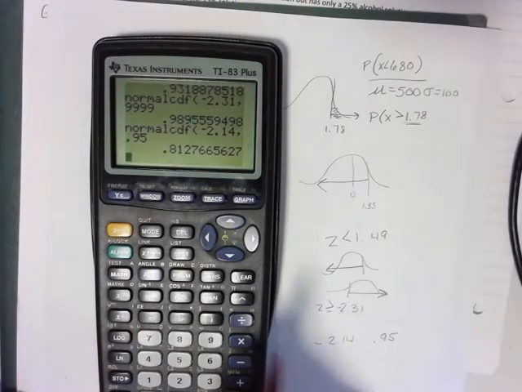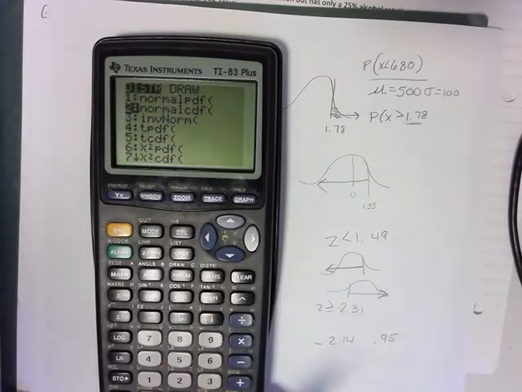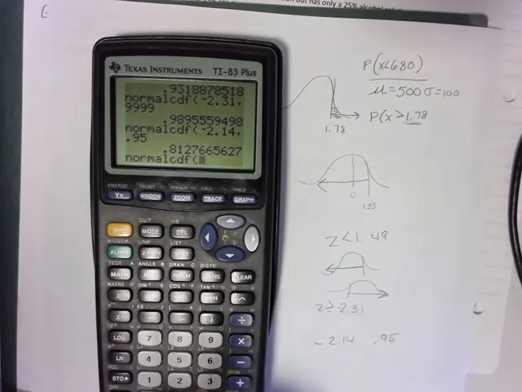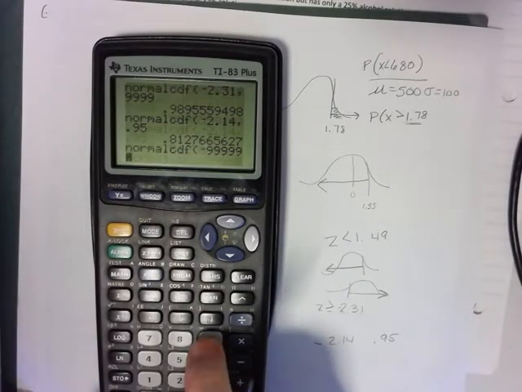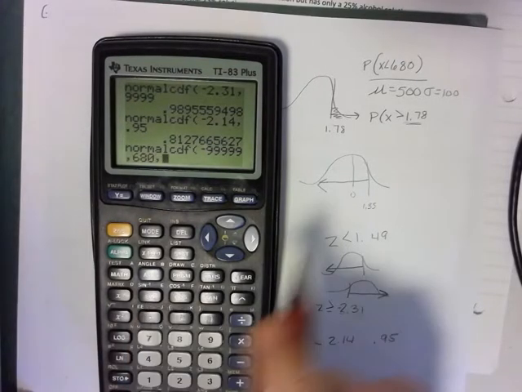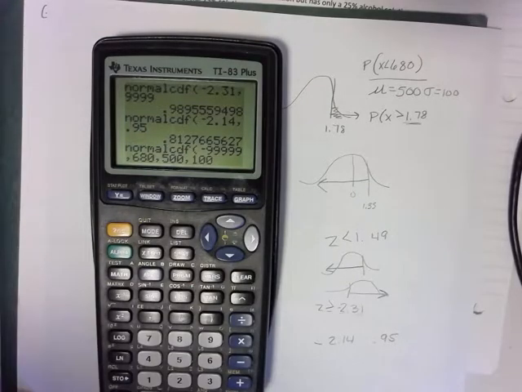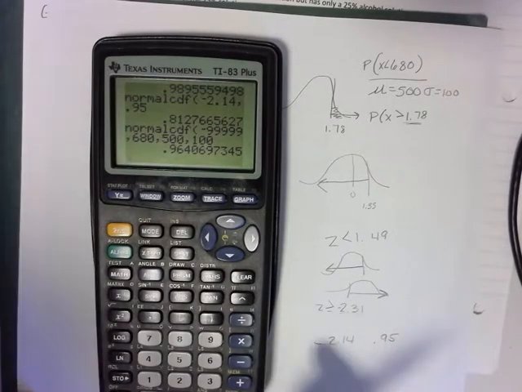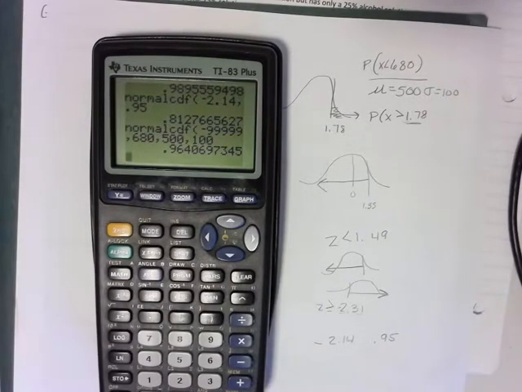So second vars, normal CDF. They want it to the left, so I'm going to start with my negative infinity, comma, my 680, comma, my mu, 500, comma, my standard deviation. Since it's not a z-score anymore, I have to put in my mean and my standard deviation. And I get 0.964, which is 96.4% of all SAT scores are below 680.